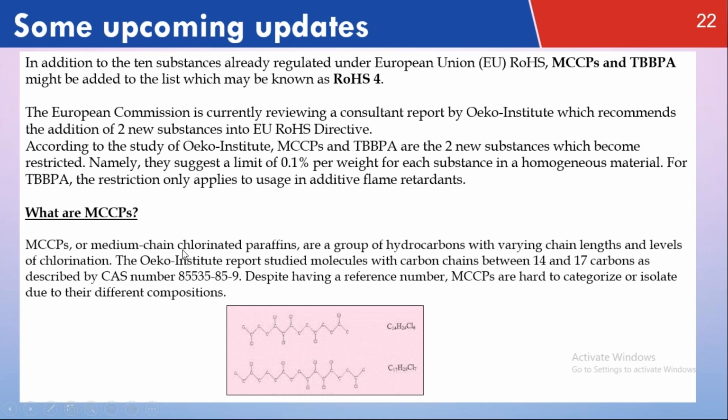MCCP is nothing but medium chain chlorinated paraffins, which are hydrocarbon groups containing varying chain lengths and levels of chlorination. According to the study of the Oeko-Institut, these molecules have carbon chains between 14 and 17. As you can see in the molecular structure below, they have 14 to 17 carbon chains, and the CAS number is 85535-85-9. Despite having this reference number, MCCPs are hard to categorize and isolate due to their differing composition. It is not a fixed, stable compound. It may differ, so due to that property, it is hard to categorize.